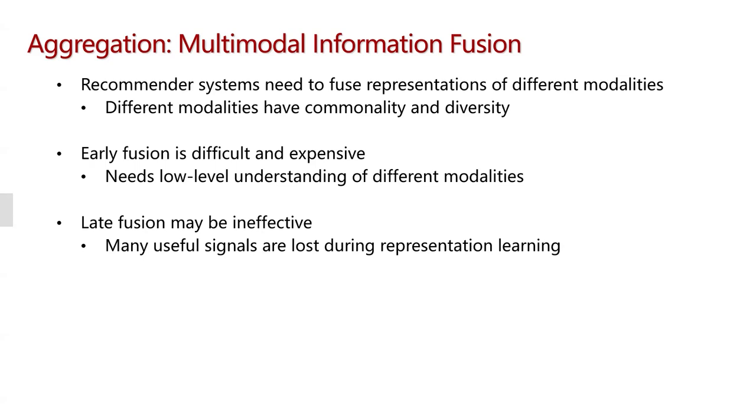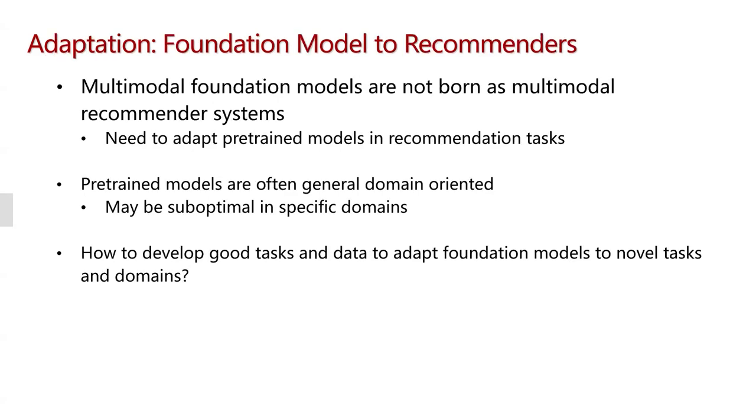This is because many user signals are lost during the representation learning of the single modalities. If we learn the text information or the image information of different products separately, their relevance and fine-grained relatedness cannot be effectively modeled. Now we are just paying attention to fusing, for example, two or three different modalities, but in the future, we need to fuse many different kinds of modalities in a single model. So this is very challenging. And the third open challenge is adaptation.